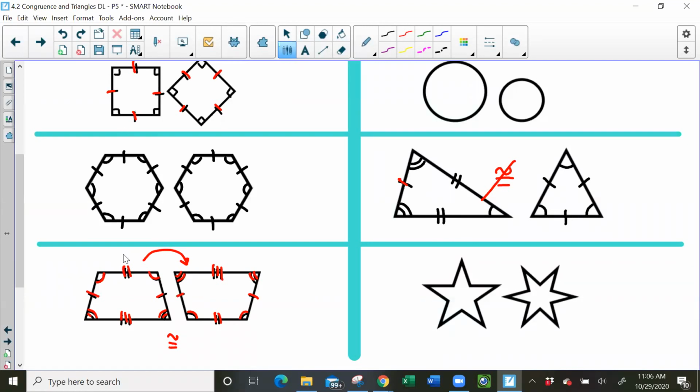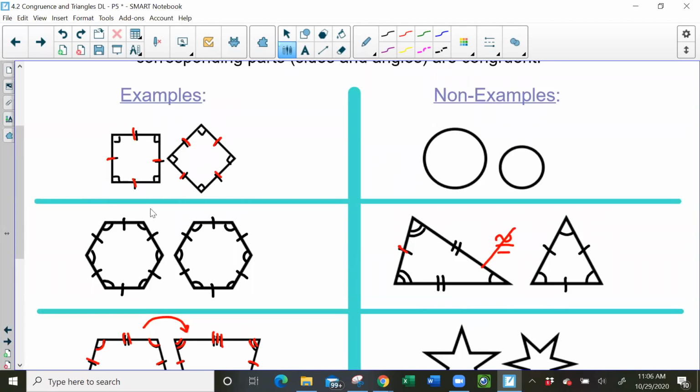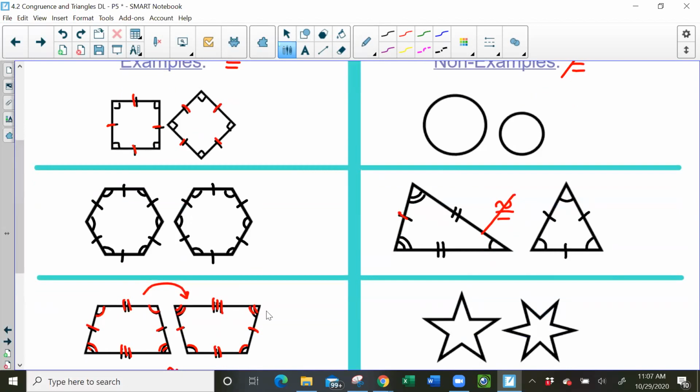So the ones on the left are congruent to each other. These are examples of congruent figures. These are examples of figures that are not congruent. So just so you get an idea. And we're going to be talking about congruent figures today.